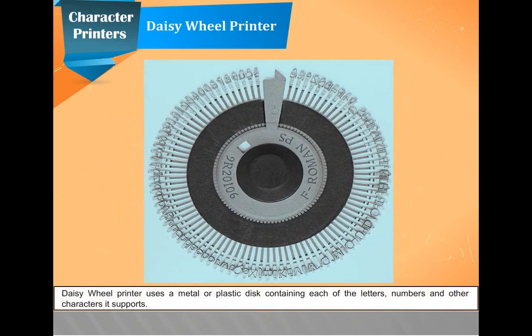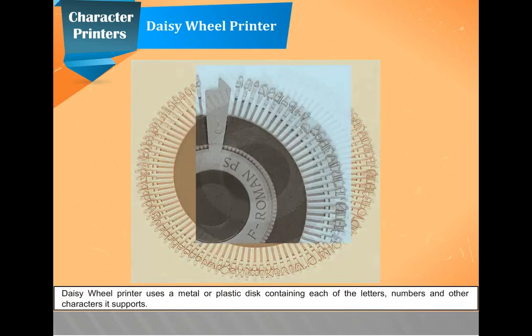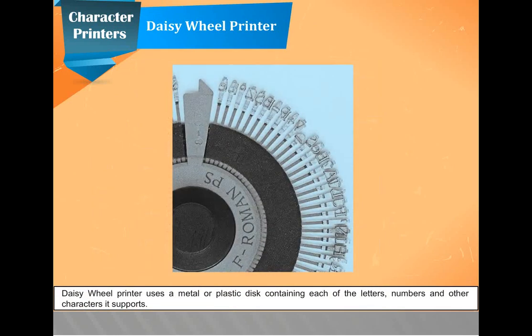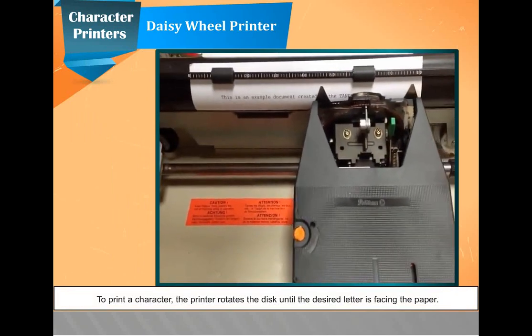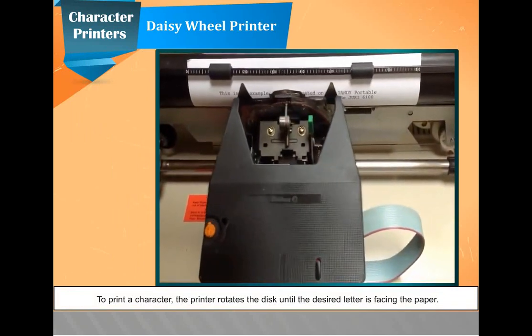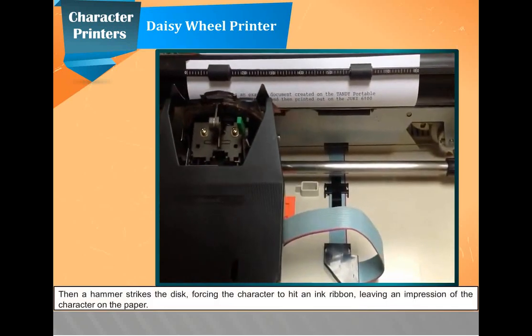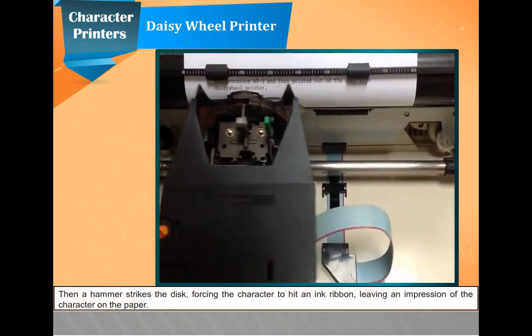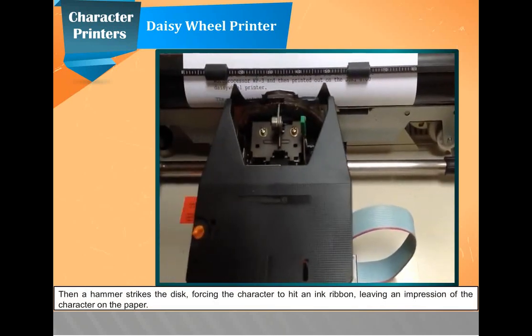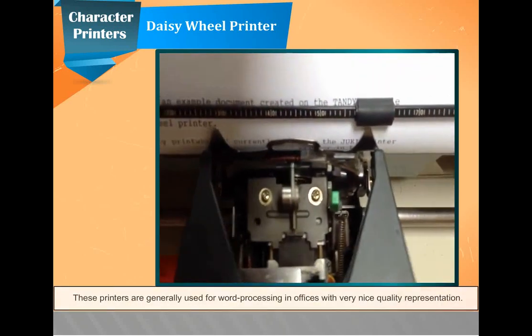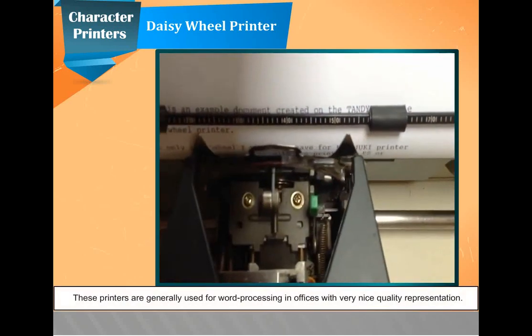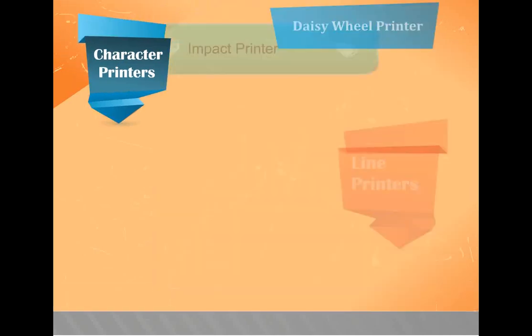Daisy wheel printer. Daisy wheel printer uses a metal or plastic disc containing each of the letters, numbers, and other characters it supports. To print a character, the printer rotates the disc until the desired letter is facing the paper. Then, a hammer strikes the disc, forcing the character to hit an ink ribbon, leaving an impression of the character on the paper. These printers are generally used for word processing in offices with very nice quality representation.